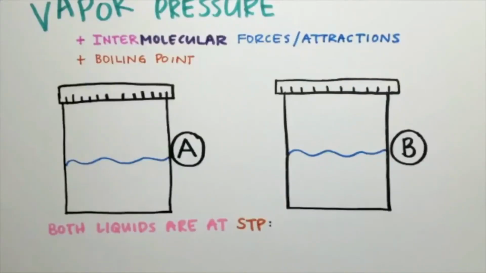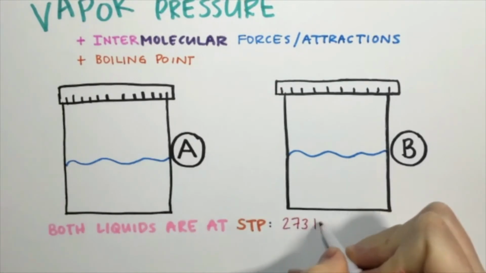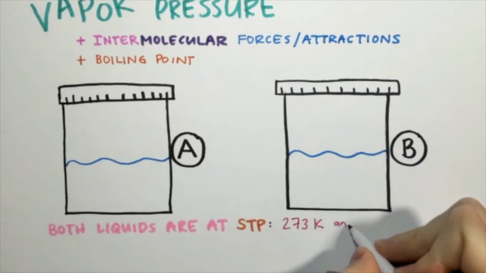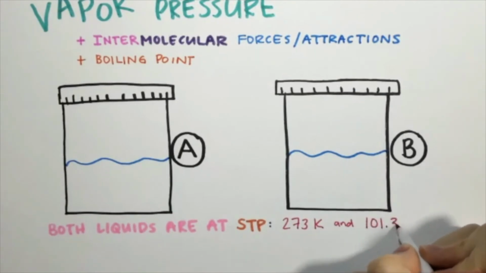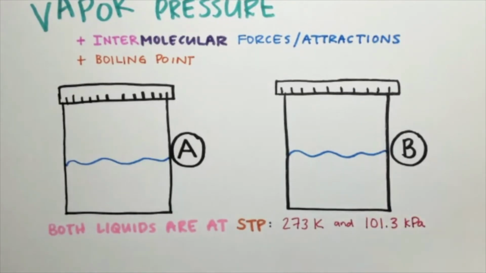Hi everyone, this video is going to be all about vapor pressure and the way it relates to the strength of intermolecular forces or attractions between molecules and the boiling point of those substances. On the screen now I have two capped jars, and they both contain liquids, and both liquids are at STP, which stands for standard temperature and pressure. On table A of your reference tables, that means 273 Kelvin or 0 degrees Celsius and 101.3 kPa or 1 atmosphere.